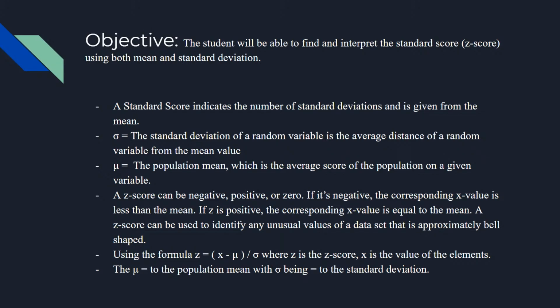A z-score can be negative, positive, or 0. If it is negative, the corresponding x-value is less than the mean, but if it is positive, the corresponding x-value is greater than the mean. If the z-score is 0, the corresponding x-value is equal to the mean.